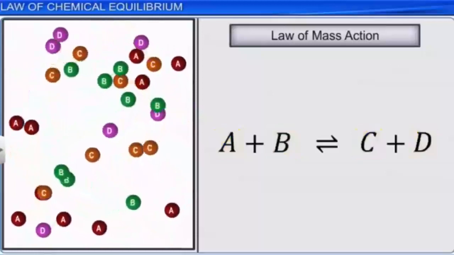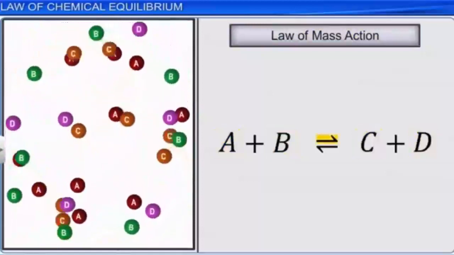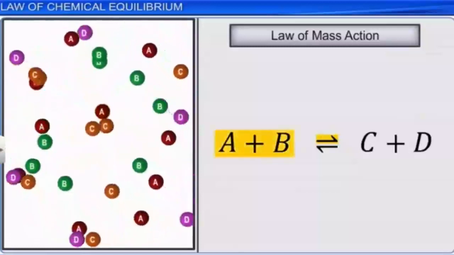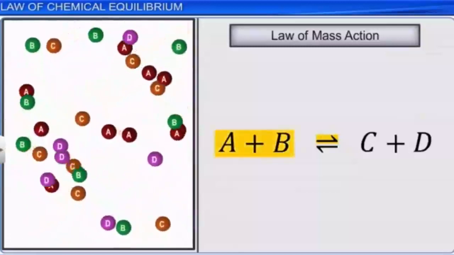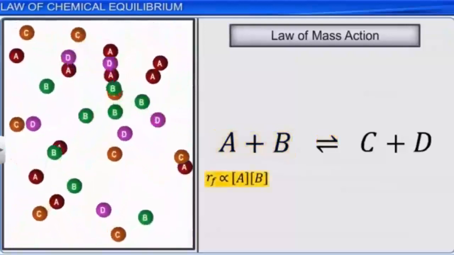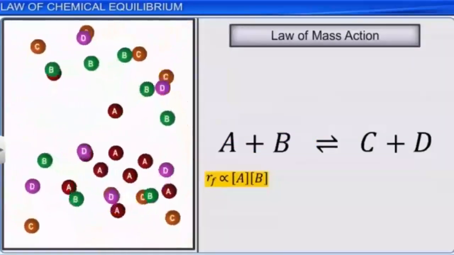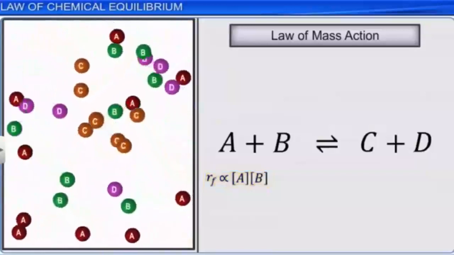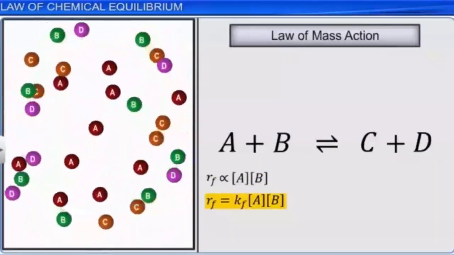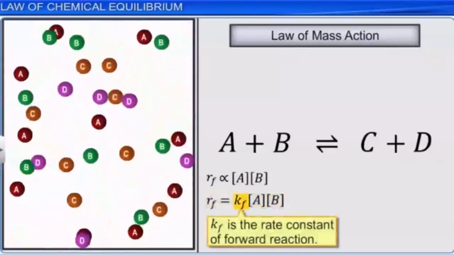According to the law of mass action, the rate of forward reaction will be proportional to the molar concentration of the reactants A and B. That is, the rate of forward reaction Rf is directly proportional to the concentration of the reactants A and B. Or Rf is equal to Kf multiplied by the product of the concentrations of A and B, where Kf is the rate constant of forward reaction.